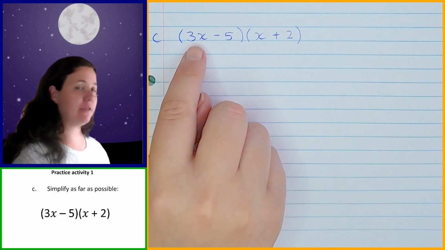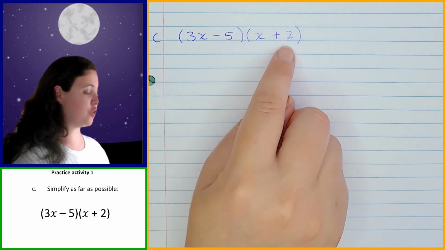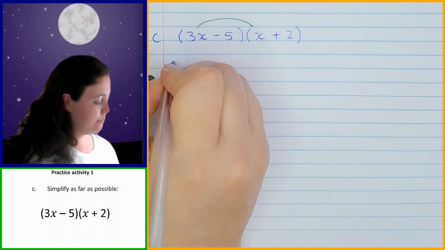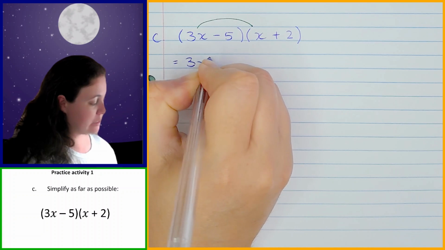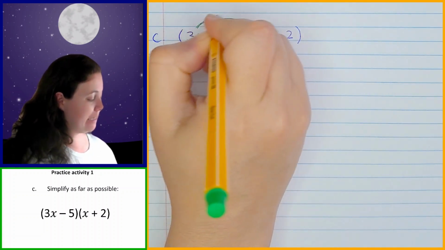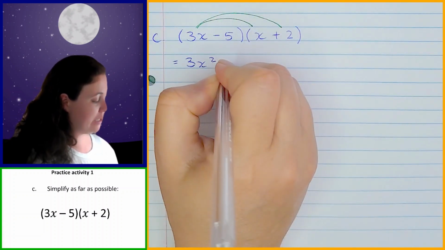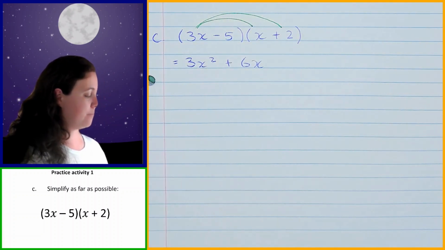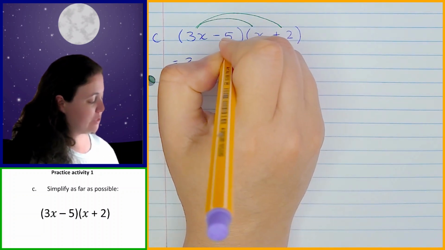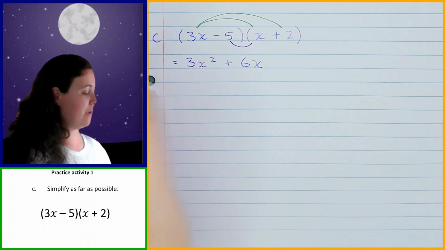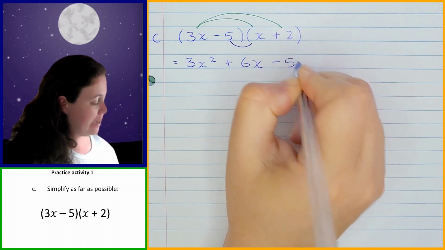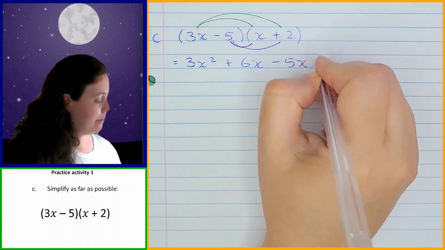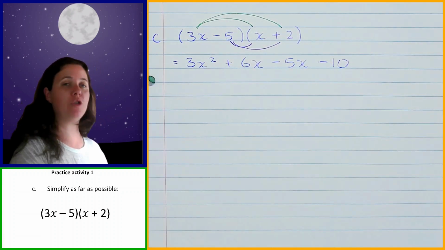So first I'm going to multiply the 3x in the first set of brackets by each term in the second set of brackets. So it's 3x times x, and that gives me 3x squared. And then I've got 3x times 2, which is plus 6x. Then I'm going to go and multiply the negative 5 in the first set of brackets by each term in the second set. So it's first negative 5 times x is negative 5x, and then negative 5 times 2 gives me negative 10. Okay, so that's what you should have got when you did your multiplication.